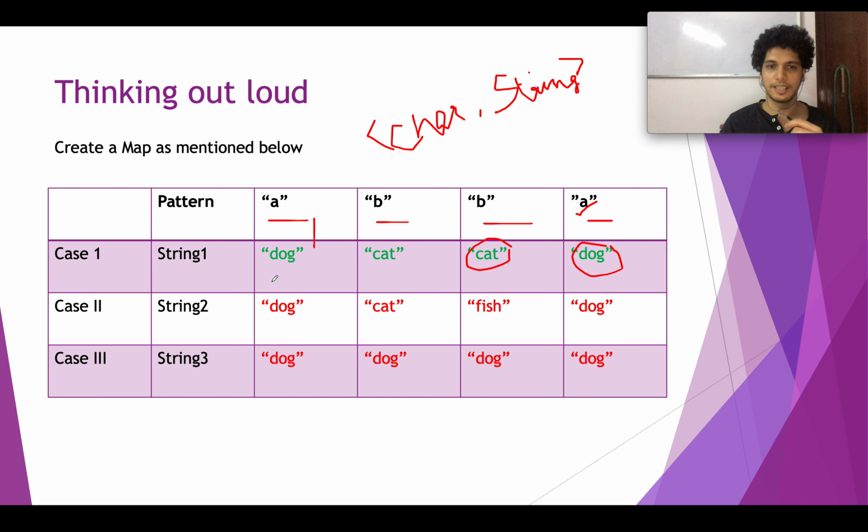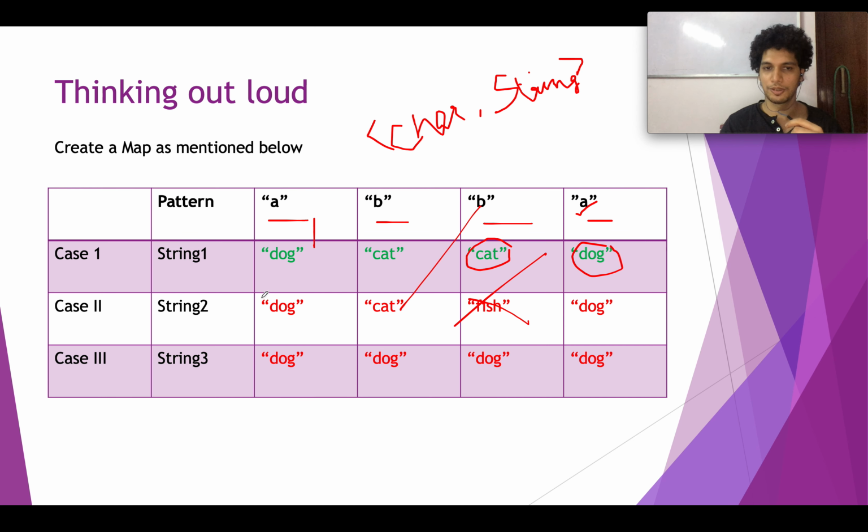Now comes the other case where there is a mismatch. So A maps to dog, B maps to cat, and you're trying to map B to fish now. B already exists in the map and it is mapped against cat. So you can't put B against the new value, and hence you reject it. You return false.